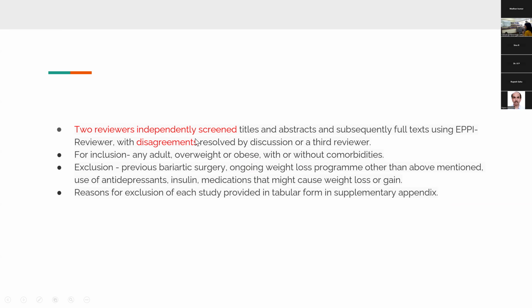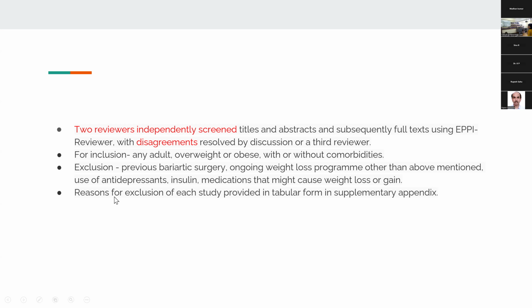Two reviewers independently screened all the titles and abstracts, and subsequently they used EPPI-Reviewer to screen the full text, and then disagreements were resolved by discussion with a third reviewer. For inclusion, they looked at any adult who was overweight or obese with or without comorbidities. Exclusions that they had were previous bariatric surgery, ongoing weight loss program, and use of antidepressants, insulin, or other medications that can cause weight loss or weight gain.